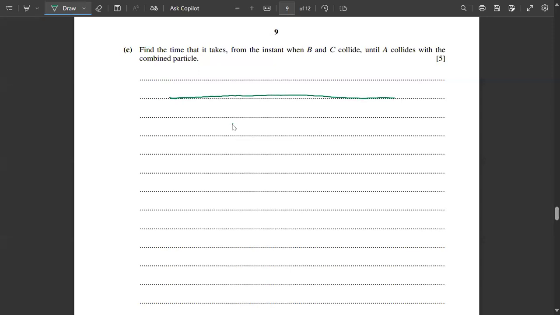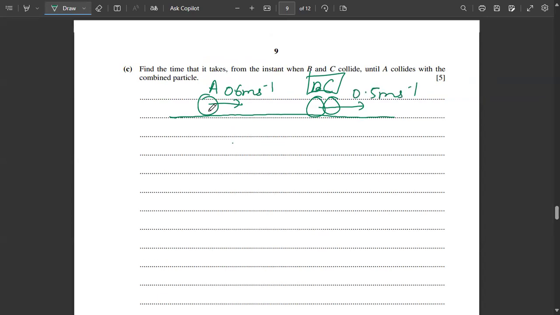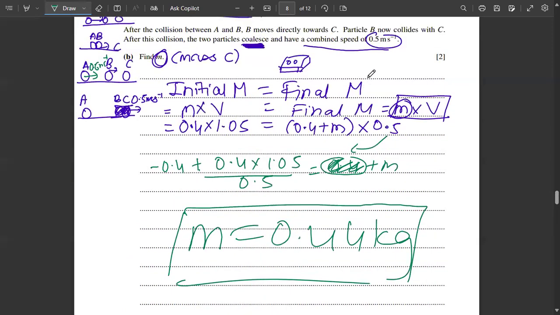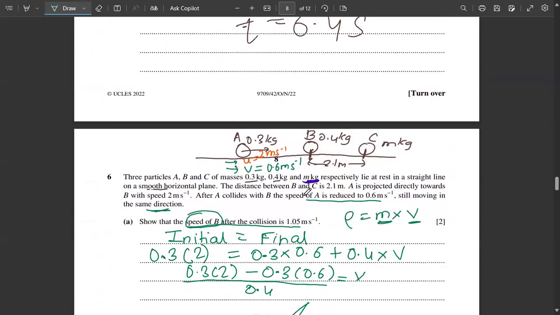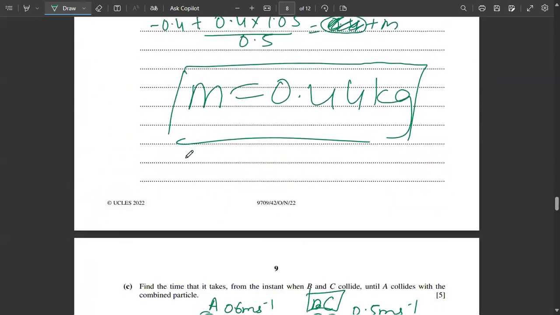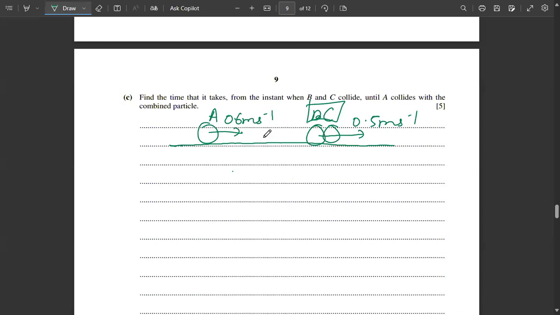Right here is A, and right here is B and C combined. A has started to move at 0.6 m/s and BC has started to move at 0.5 m/s. Why? Because they told us that if B and C have a combined speed of 0.5, we are using that. And they also told us that A is reduced to a speed of 0.6 after the collision. That means A will move at 0.6.